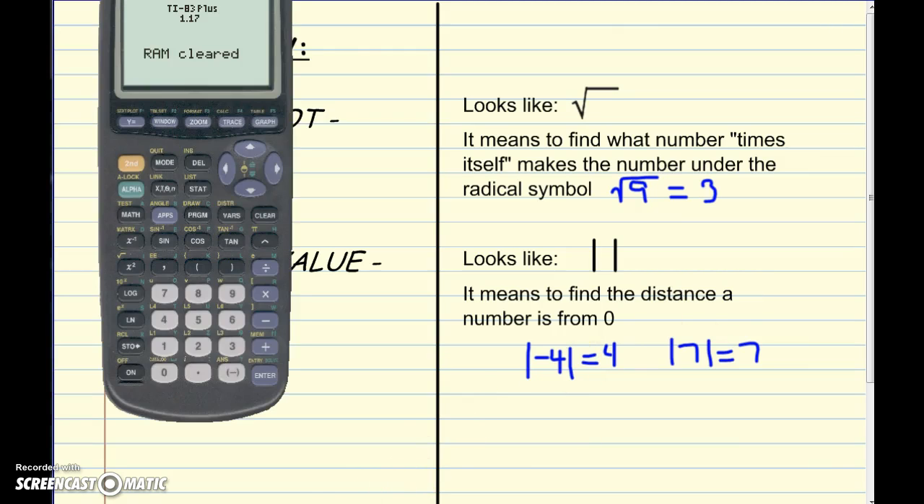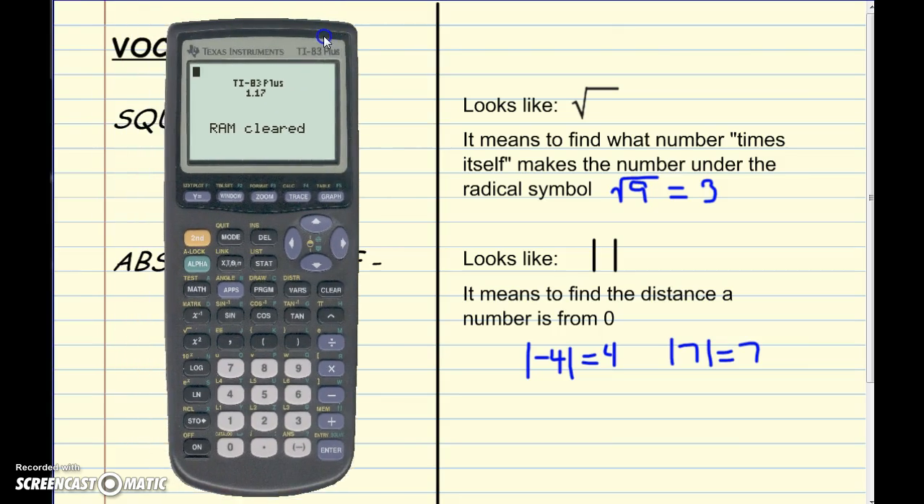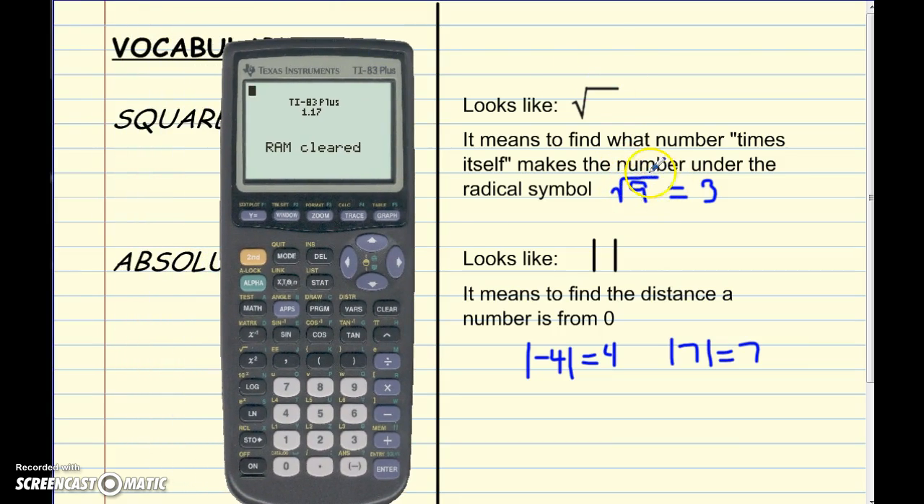Now real quick, we've already talked about how to use the square root, so let's just do the square root of 9 again. I'm going to clear off my screen. If I want to do the square root of 9 again, I do second, x squared, 9, parentheses, and then enter. And then to do the absolute value, it's a little bit different, but you're going to click on Math.